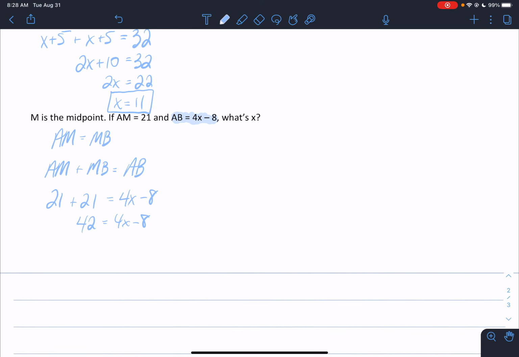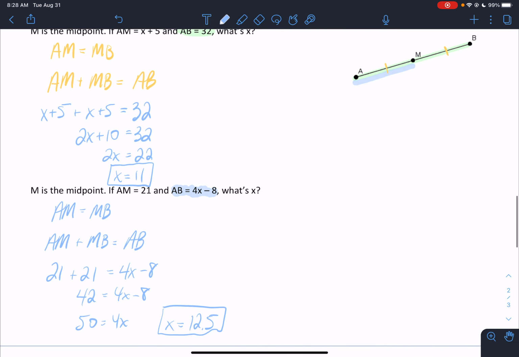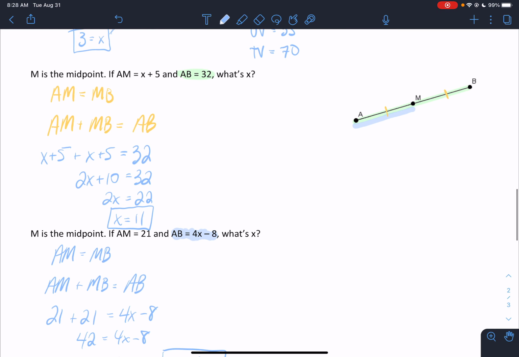So combine my like terms, add the 8 to get 50, divide by 4, and I end up with 12.5, I think. Yep, just like that. So making sure we understand our picture is really important for problems with midpoint, to make sure we know whether we have two pieces that are equal, or a piece and then the whole thing, where I have to do what I did with these bottom two problems.